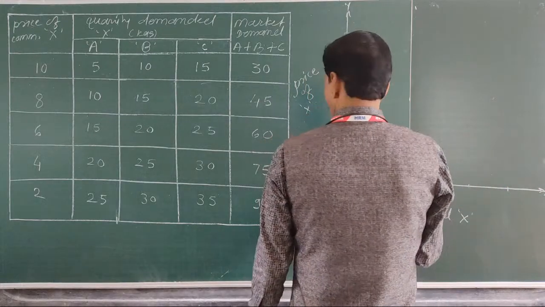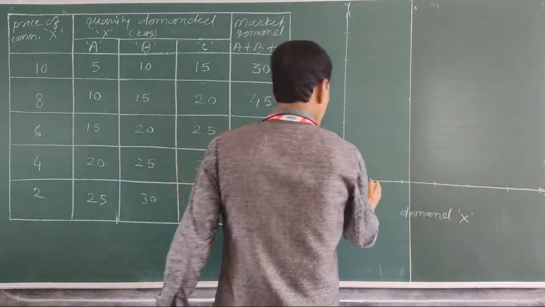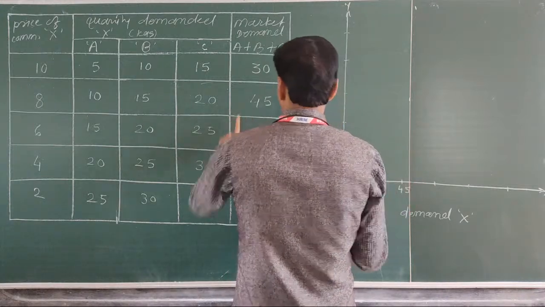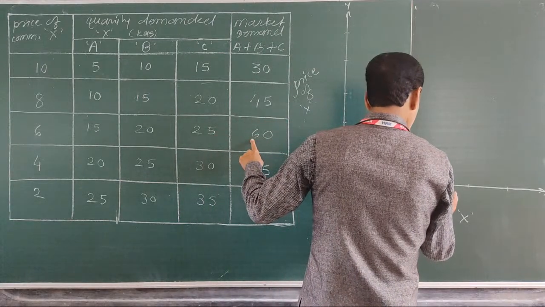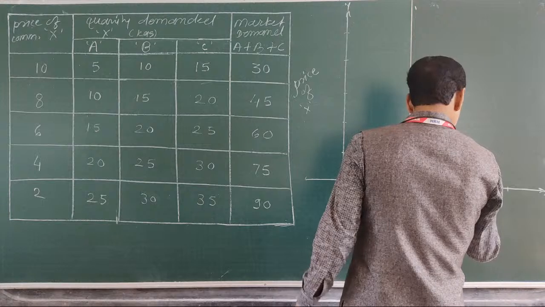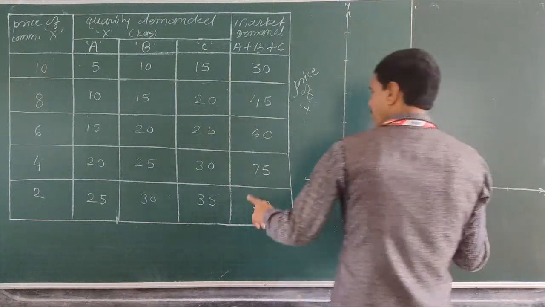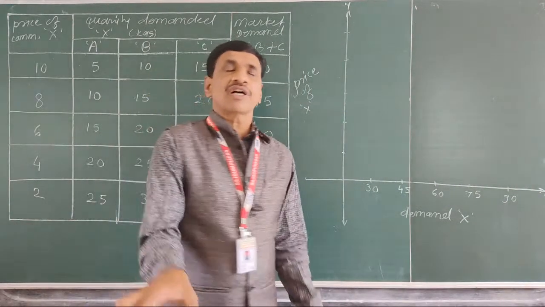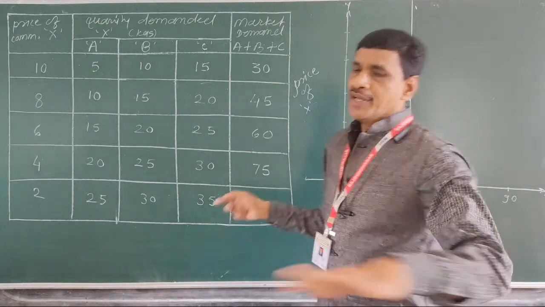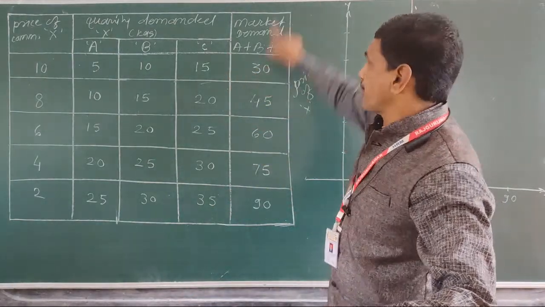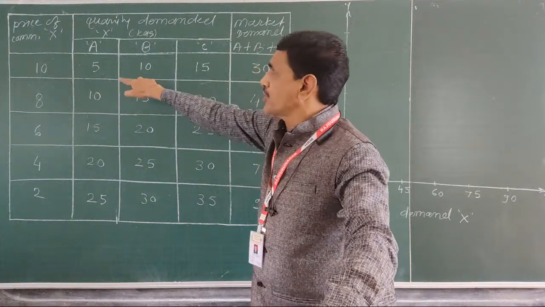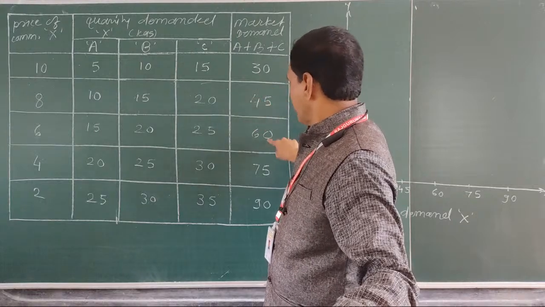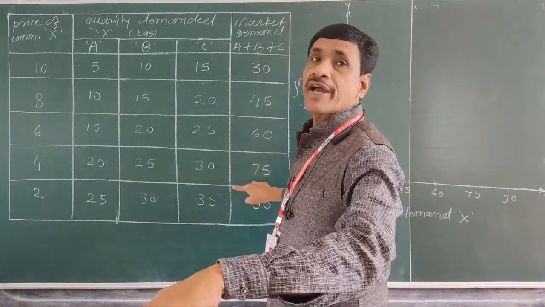Okay, so start from 30, then 45, okay, then 60, then 75 and then 90. Okay, clear that. Okay, म्हणजे या ठिकाणी आपल्याला मधले कोणते प्रकारचे हे घ्यायचे नाही, that is the horizontal summation of consumer A plus B plus C is equal to 30, 45, 60, 75 and 90.